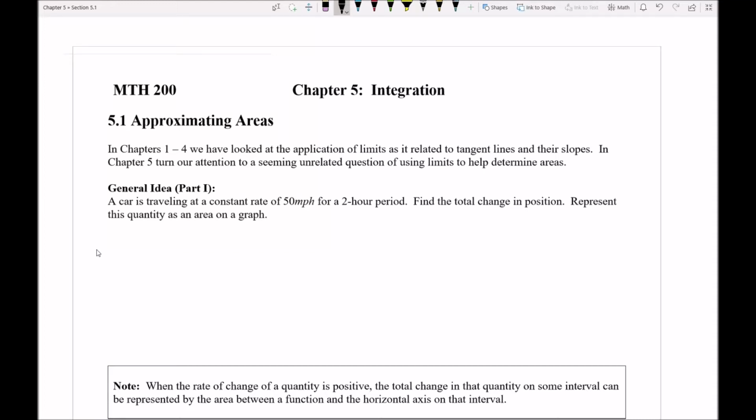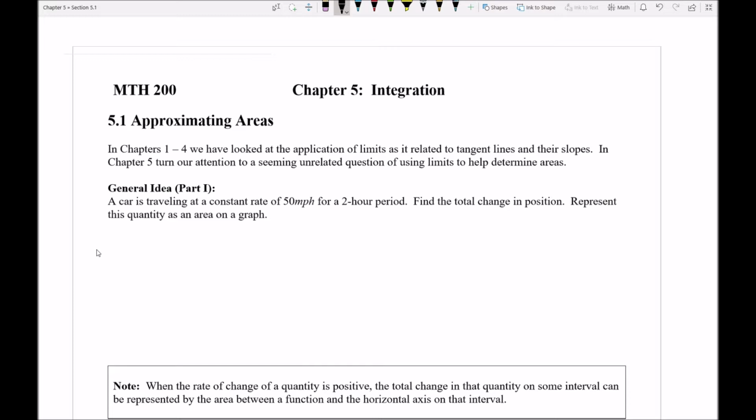So far this semester, we've covered chapters 1 through 4, and we've looked at the specific application of limits to finding derivatives, which we use to understand tangent lines and their slopes and various applications for that. But as we turn our attention now to chapter 5, we're going to shift our focus instead to using limits to do something new, specifically to help determine areas of kind of awkwardly shaped regions.